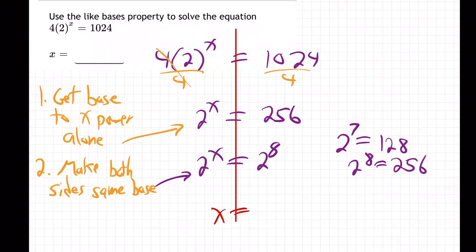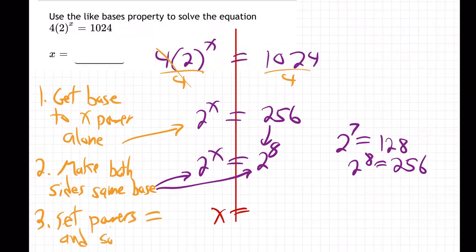So there it is. The 256 is 2 to the 8th. So see how I made both sides have the same base just by guessing on my calculator? 2 to the 8, that 256 is 2 to the 8. So now they both have the same base. Once you make them both have the same base, you set the powers equal and solve.